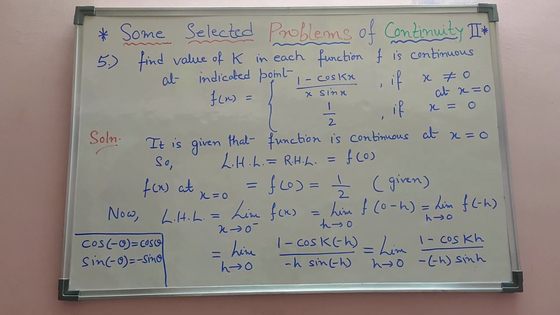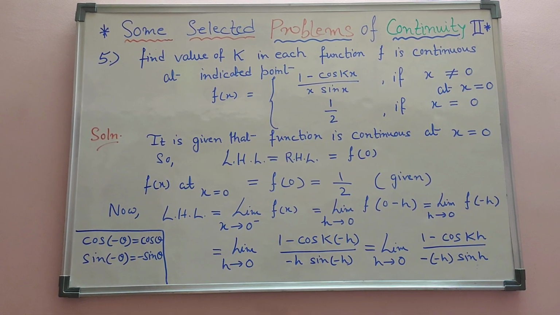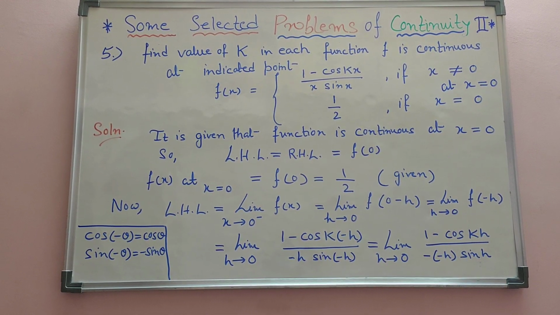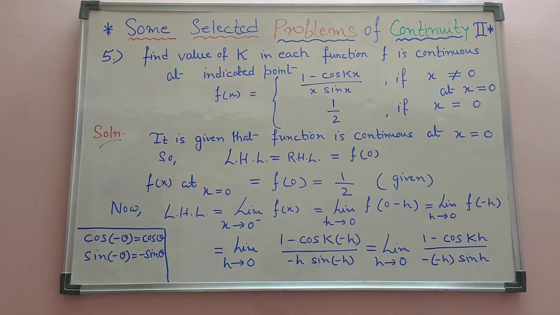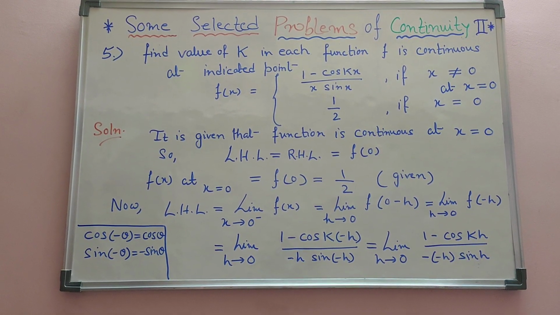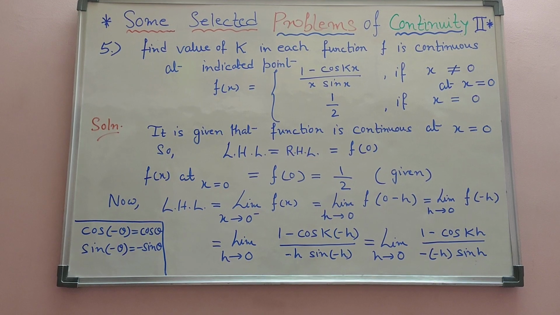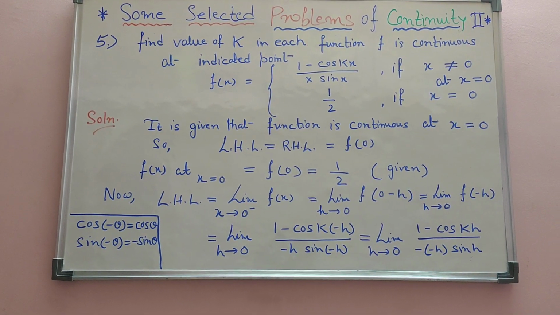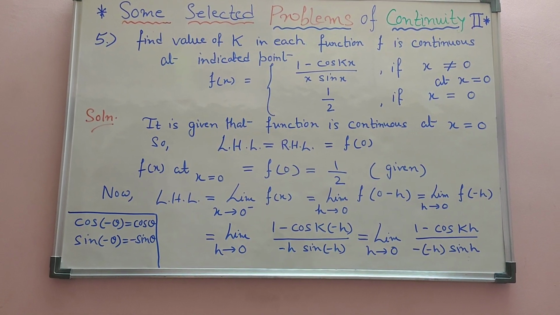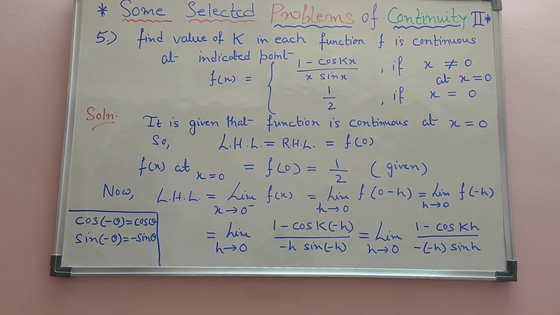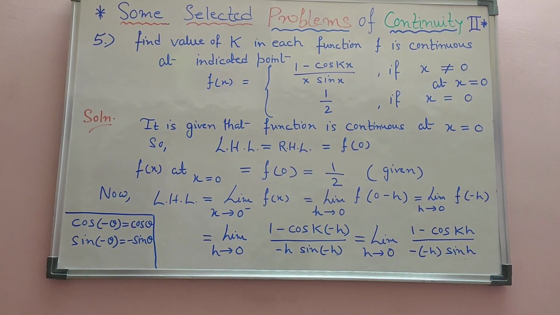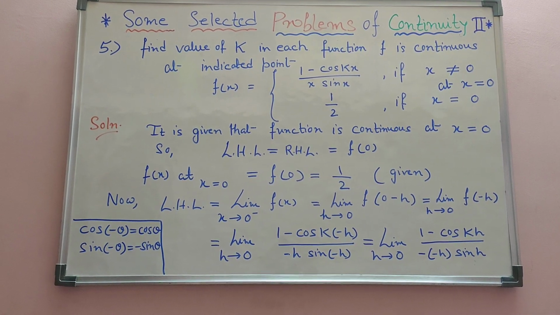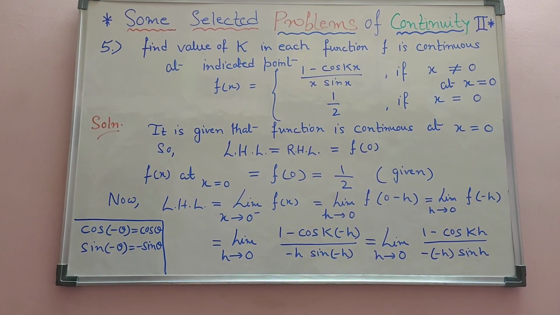Next problem: find the value of k in each function which is continuous at the indicated point. Given f of x equal to 1 minus cos kx upon x sin x if x not equal to 0, and f of x equal to 1 by 2 if x equal to 0, and the function is continuous at x equal to 0.